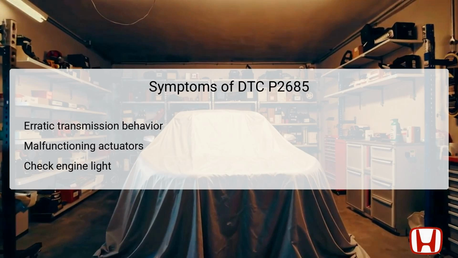Symptoms stemming from DTC P2685 may manifest in various ways, primarily affecting the vehicle's performance. Erratic transmission behavior is a common symptom, where the transmission may unexpectedly shift gears or fail to respond correctly to driver inputs. Additionally, malfunctioning actuators may become apparent, displaying inconsistent behavior during operation, which can further complicate driving dynamics.